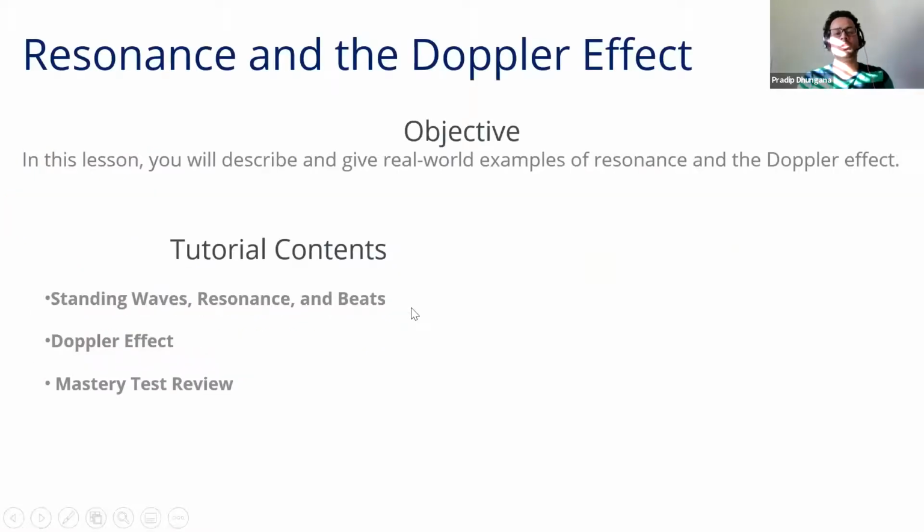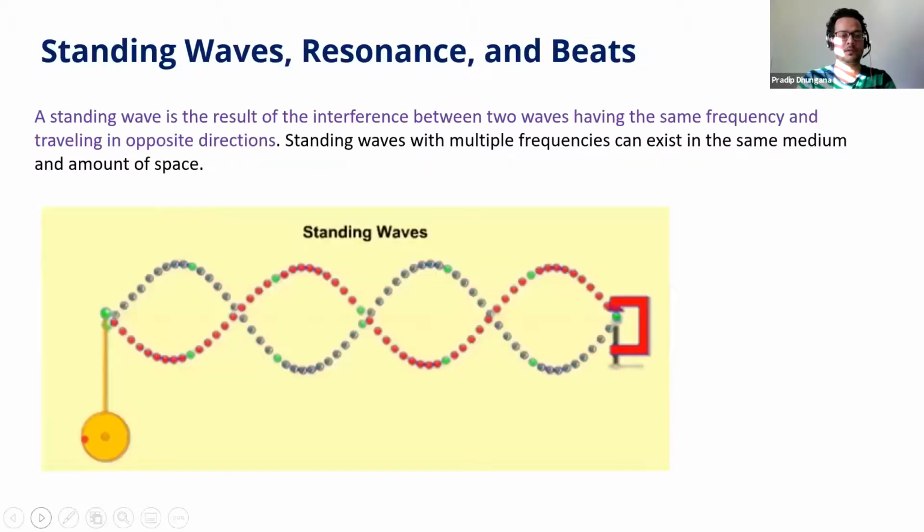Okay, now let's go to the next lesson, that is resonance and the Doppler effect. In this lesson, our goal is to learn about standing waves, resonance, and beats. At the end, we'll go through the Doppler effect, and then again we'll review our mastery test. That is the goal of this lesson. Let's start with the definitions of standing wave, resonance, and beats, and I suggest you take notes.